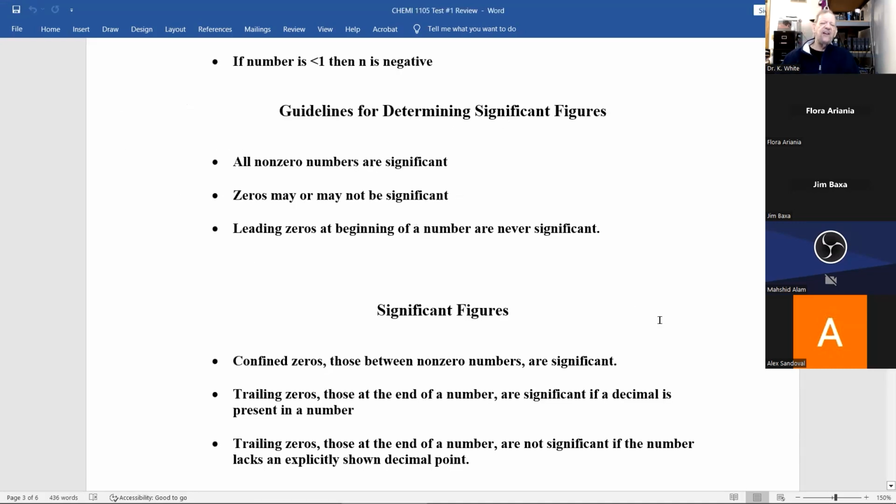Now, the next thing I talked about were significant figures. And this is an important skill that you will need not only for test 1, but 2, 3, 4, and the final. And you should know how to determine in a number how many significant figures that number has.